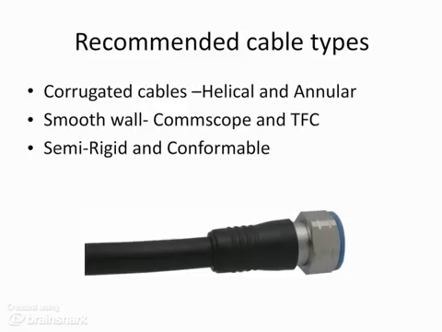Recommended cable types. The best cables to reduce passive intermodulation distortion will minimize contact movement. Flexible cable is inferior because the braid construction is made up of tiny contact joints which move when flexed. The best is cable with solid outer and inner conductors such as corrugated cable, smooth wall, semi-rigid, and conformable.